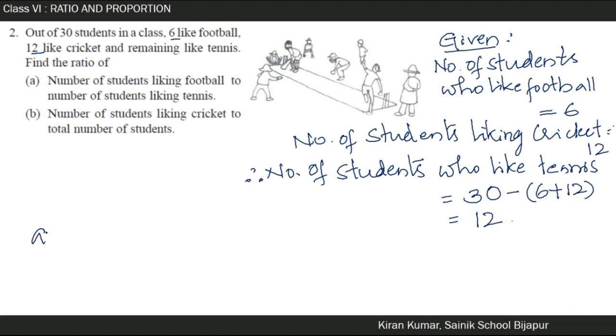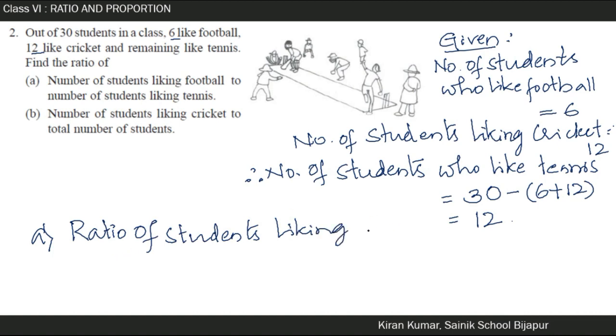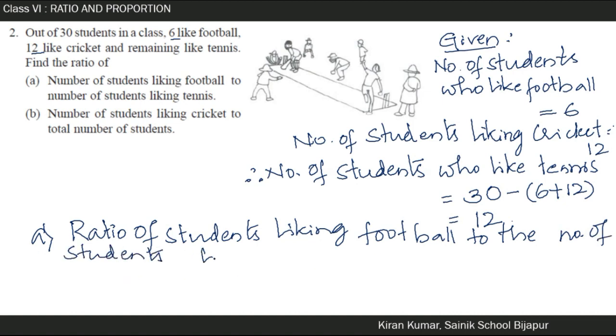Now we can find out the ratio. So the ratio of students liking football to the number of students liking tennis will be equal to 6 upon 12. We get it as 1:2.